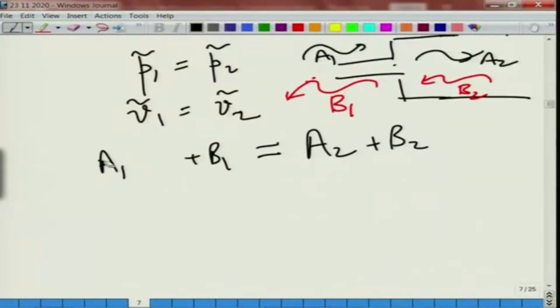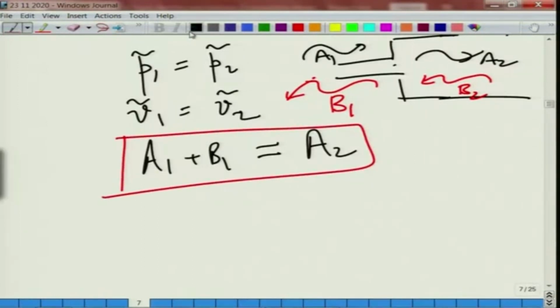Okay. What will happen? A1 plus B1 is equal to A2 plus B2, but since it is going to infinity, nothing comes back from infinity. So this thing will be 0. Because nothing comes back from infinity, there are no reflections back. So you get one condition like this. The other condition is mass velocity.